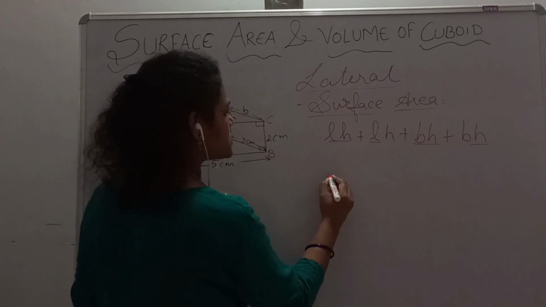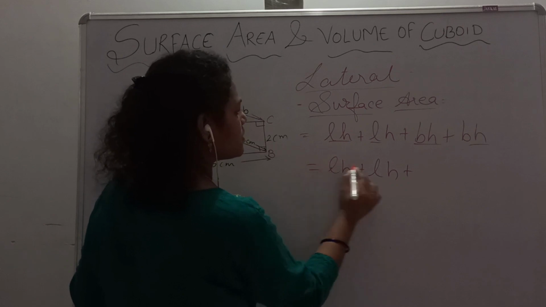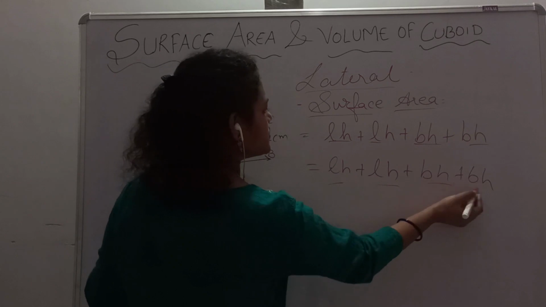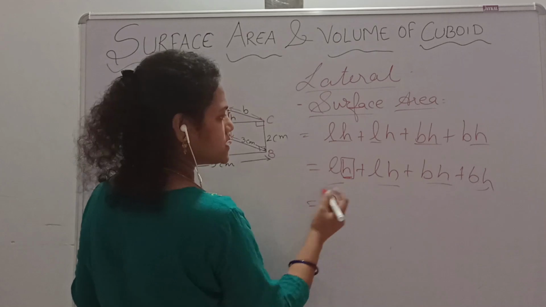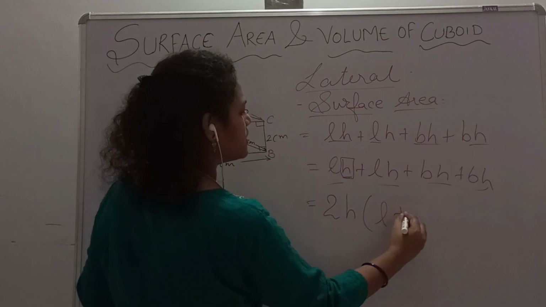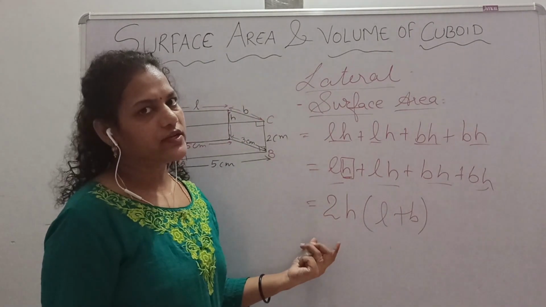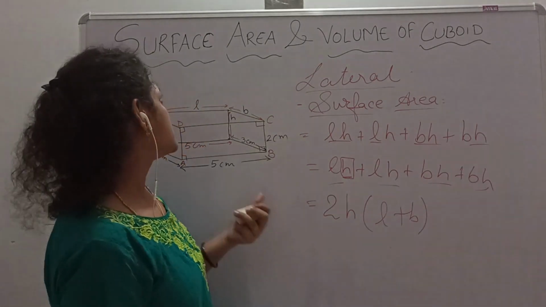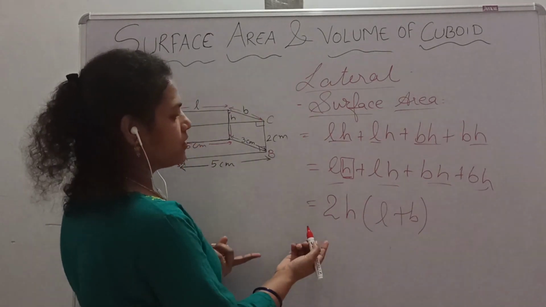What you will get? LH plus LH, BH plus BH. Means again you find two times, so you can write two. And here you see, friends, your H is common in both of them. So you can write 2H and L plus B. So in this way you can find your lateral surface area. Maybe you get clear about this lateral surface area and surface area, because there is a difference, friends.